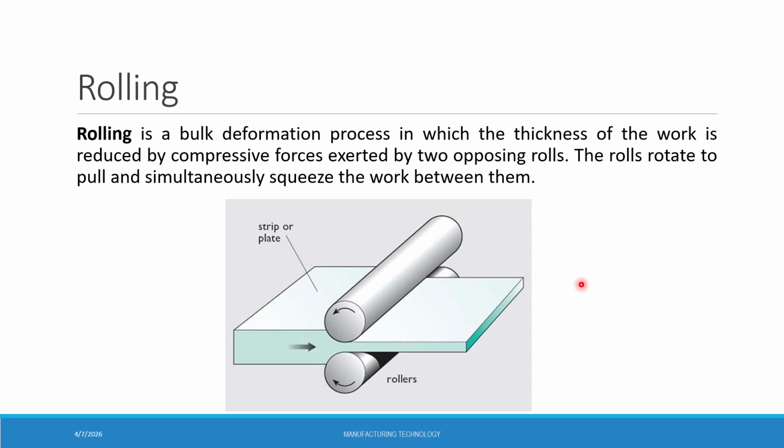Now we are looking at the concept of rolling process. What is the rolling process? The rolling process is a bulk deformation process in which the thickness of the work is reduced by compressive forces which are exerted by two opposing rolls. Here you can see there are rolls. One is rotating in the counterclockwise direction, the other one is rotating in the clockwise direction. This squeezes the material between these two rolls, and because these rolls are huge in diameter, they are also applying vertical compressive forces from both sides, and the rolls rotate to pull and simultaneously squeeze the work between them.